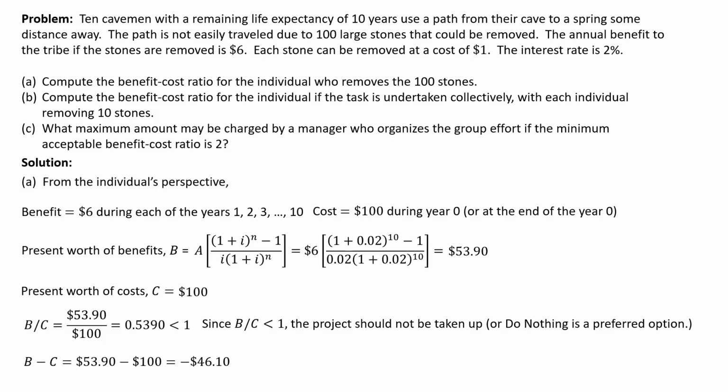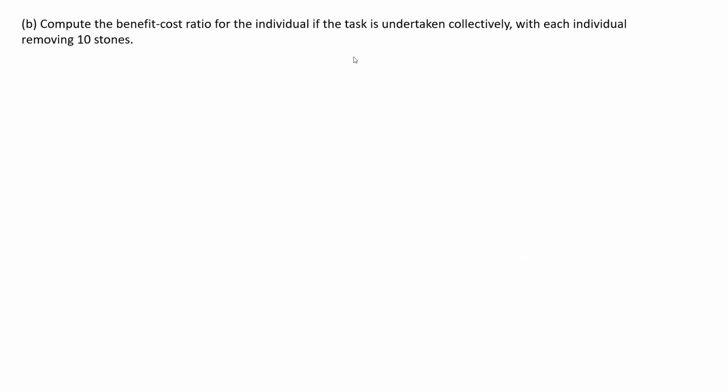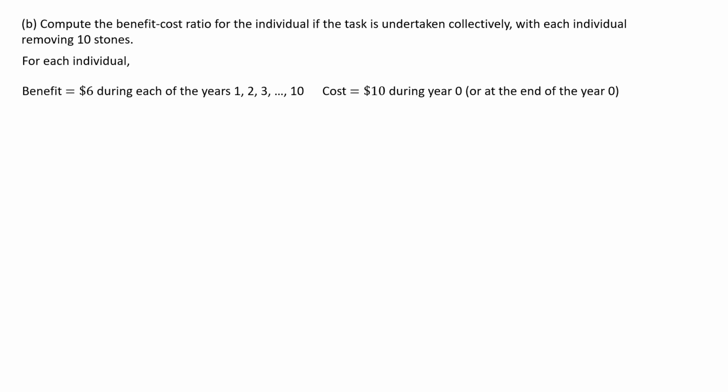Cool. Now, benefit minus cost, we could have figured out 53.90 minus 100, and that's a negative quantity. That's another way. Do nothing is the preferred option since B minus C is negative. Cool. We'll do a similar analysis for B and C and then figure out. Compute the benefit for the individual if the task is undertaken collectively with each individual removing 10 stones. So now for each individual, benefit is still the same $6 during years 1 through 10, and cost is $10, right? At t equals 0.